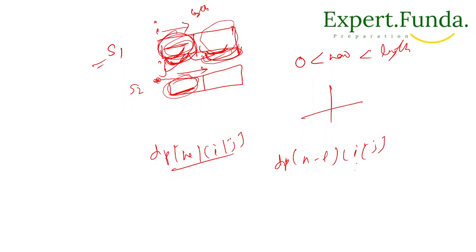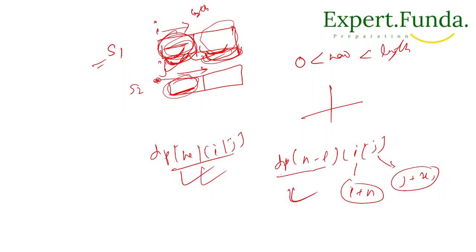So this I will become I plus new length, and this j will become j plus new length. So the two parts will be dp of I, new length minus length, and dp of I plus new length, j plus new length. We will talk about that later. These two represent the two parts: this is the first part of the substring, this is the second part, and both must be true.